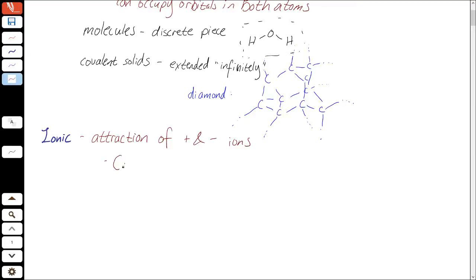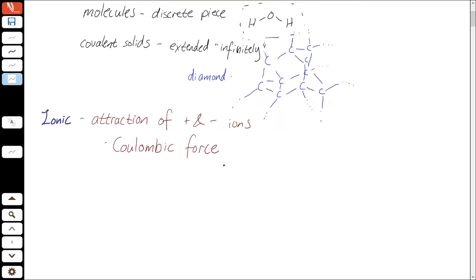This is called the Coulomb or Coulombic force. It has an equation similar to the gravity equation that says positive and negative charges attract each other with this particular force. And that's what holds these compounds together. It's how tightly the positive and negative ions can pack together.